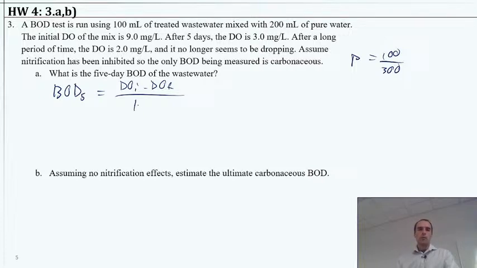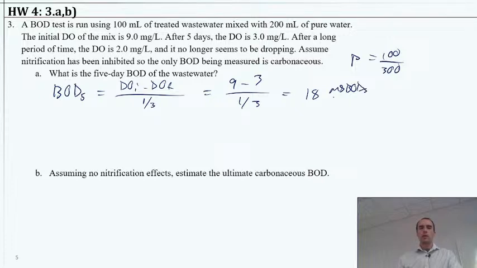So we'll just say that's 1 divided by 3 here, 1/3. All right, so we know the initial and the final. That should be 9 minus 3 over 1/3. Excuse me, that was 3, not 2. So that'll be 6 on top, multiplied by 3, and we get 18 milligrams BOD5 per liter.